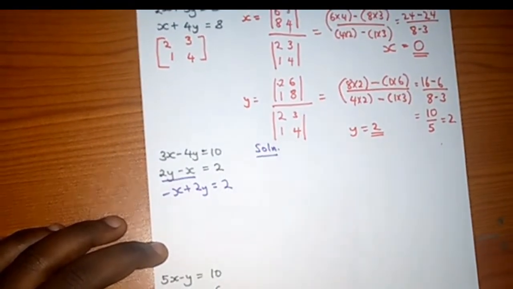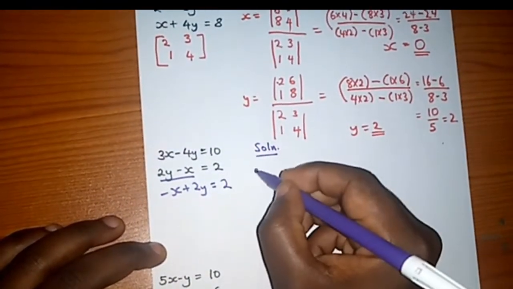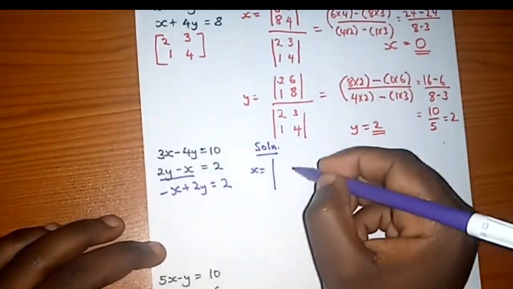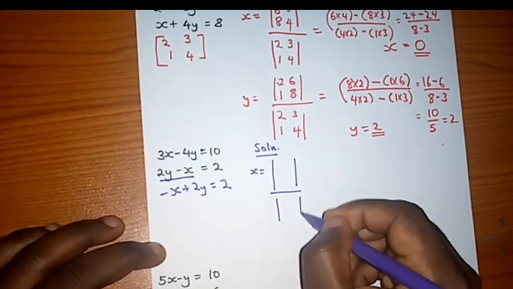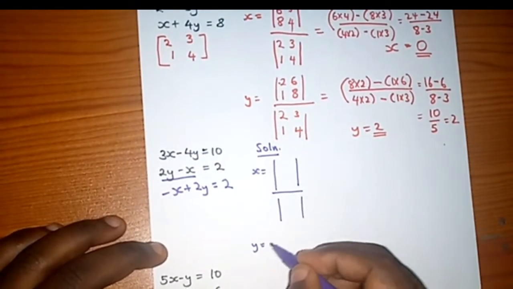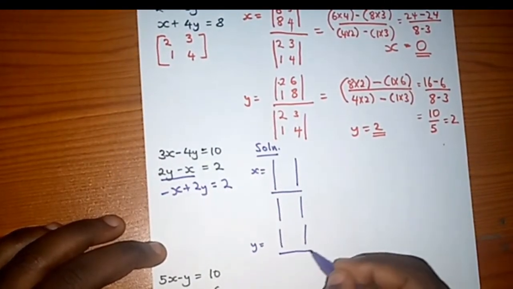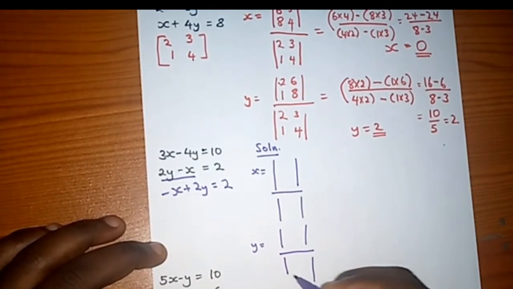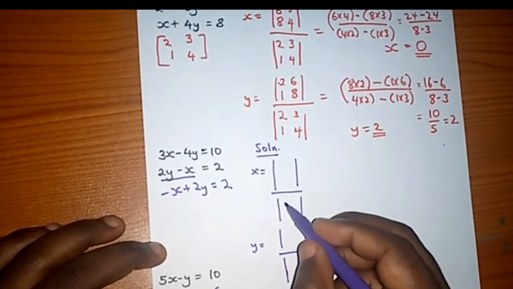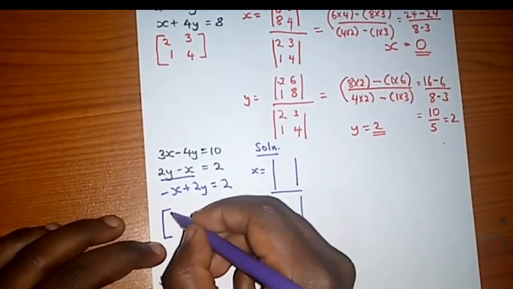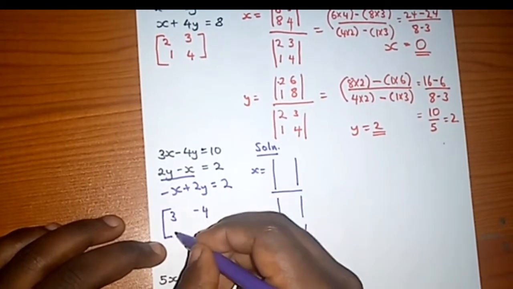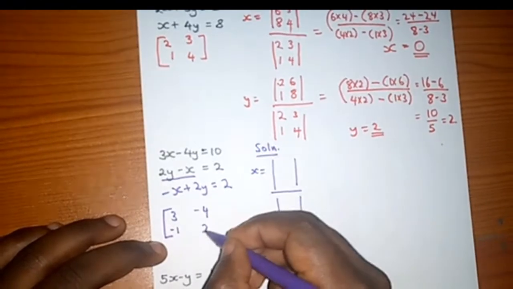So let's find the solution. For the solution, as I said, you just get x equals to the determinant out of the determinant, then my y equals to the determinant out of the determinant. So for this lower part, I just write that matrix which I get from the equation, which is 3, negative 4, then minus 1, 2.